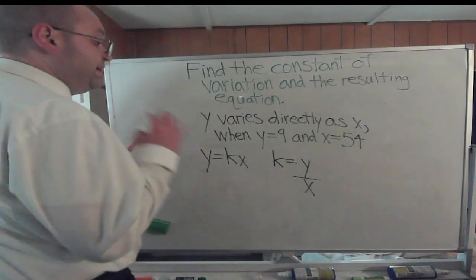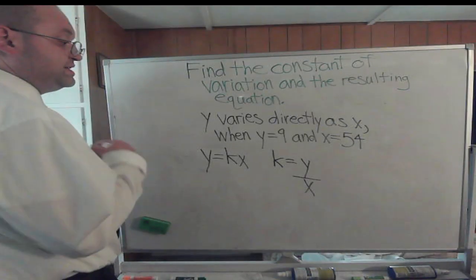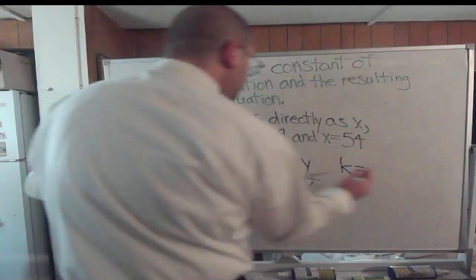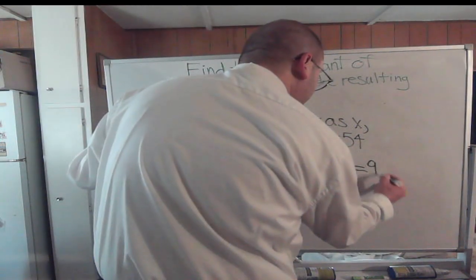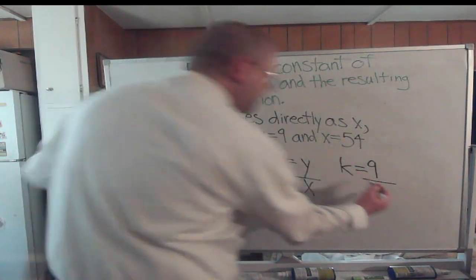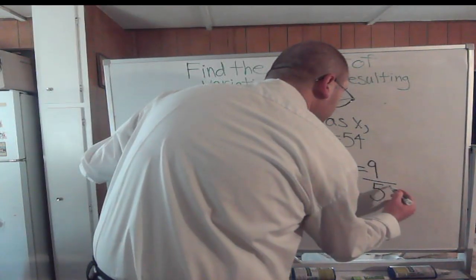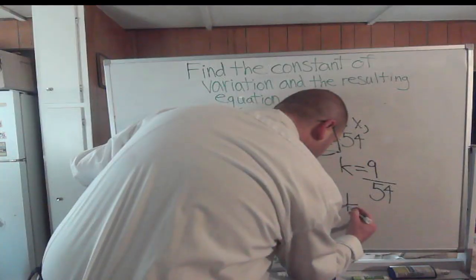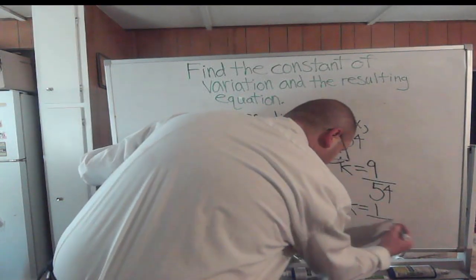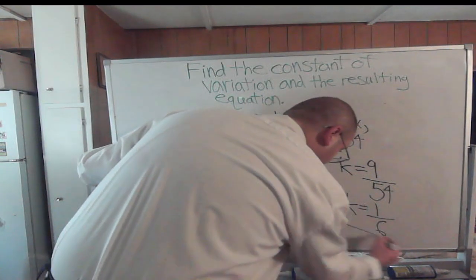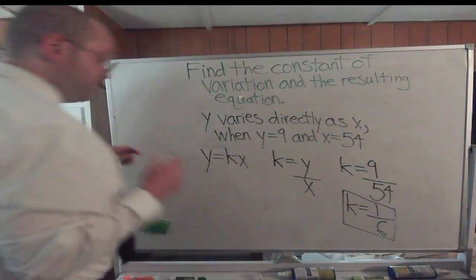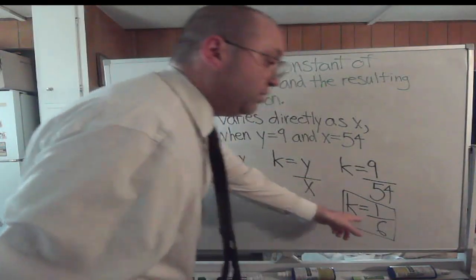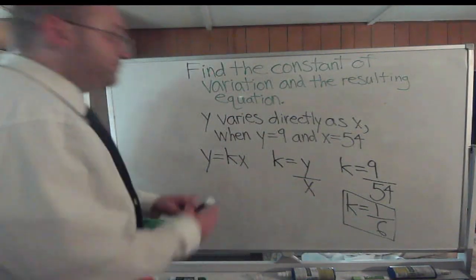Now, in this case, they give us that we want to find the constant of variation. They give us that y equals 9 and x equals 54. So k equals 9/54, which will reduce to 1/6. So the constant of variation is going to be 1/6. So we've figured out the first part.